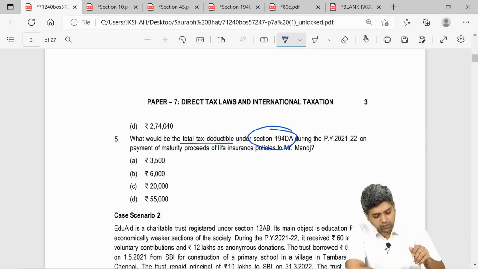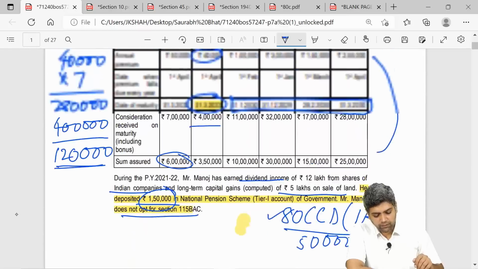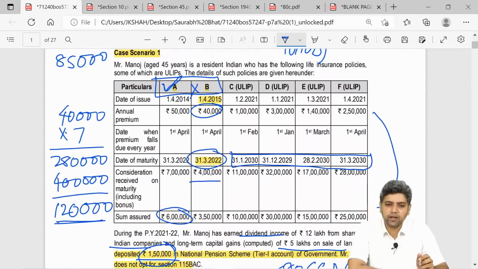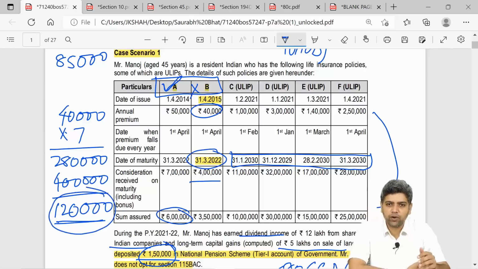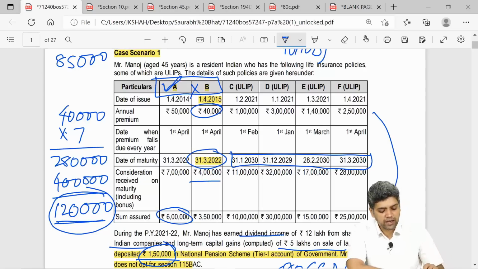So here, if you look at policy number A, we already know is exempt under 10 clause 10D, whereas policy number B is not exempt under 10 clause 10D. Because policy B is not exempt under 10 clause 10D, there would be TDS implication under 194 DA. So we already know the income comprised therein is 1,20,000, because you contributed 40,000 for 7 years, that is 2,80,000, as against which you got 4 lakhs. So 1,20,000 is the income comprised therein.